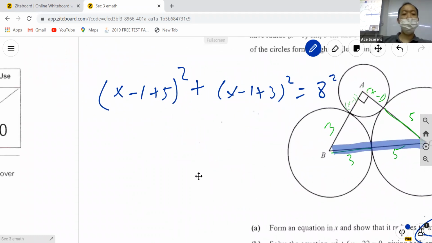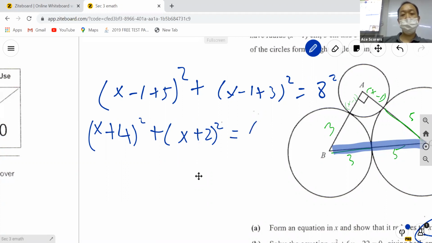So let's work on this. You see the first one, x minus 1 plus 5 becomes x plus 4. Squared plus x plus 2. X squared is 64. So x plus 4 squared is x squared plus 8x plus 16, then plus x squared.